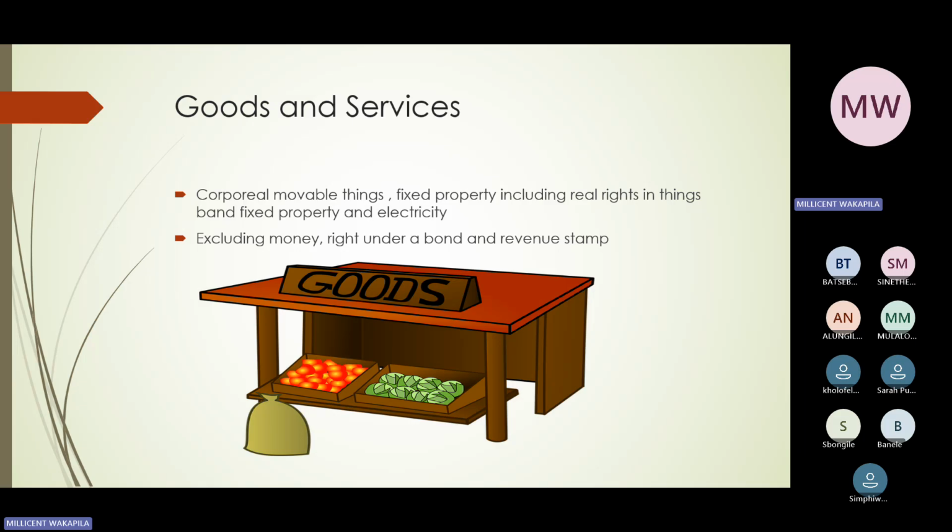So you can come across a transaction that wants you to calculate VAT on a revenue stamp, right? You basically have to say no VAT. Why? Because it doesn't meet the definition of a good or a service, right?